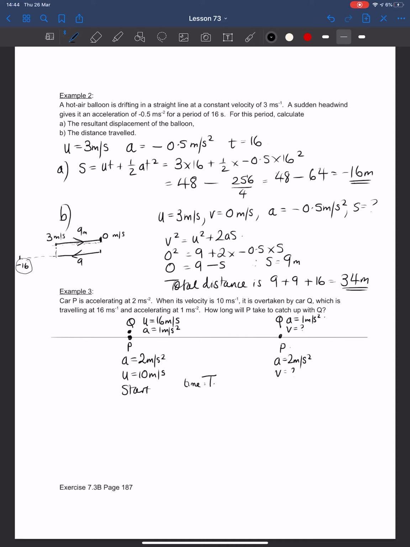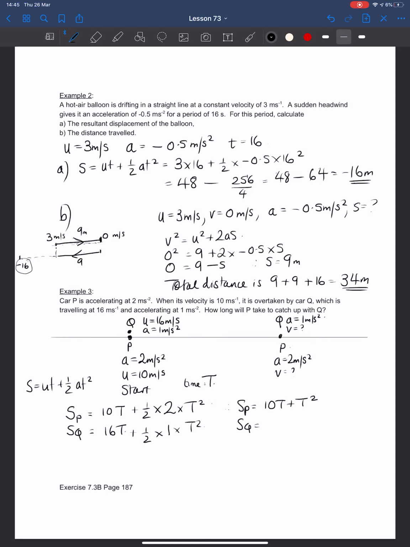Right, so we've got A, U and T. So we do the displacement for P. I'm going to use S equals UT plus a half AT squared. So S equals 10T plus a half times 2 times T squared. And we do the same for Q. SP is 10T plus T squared. SQ equals 16T plus 0.5 T squared. When they meet again in the same time span, SP is the same as SQ.